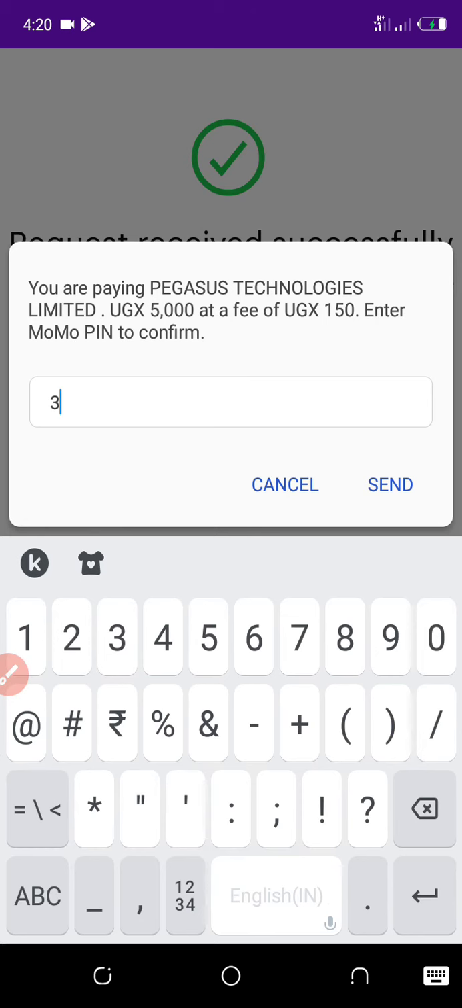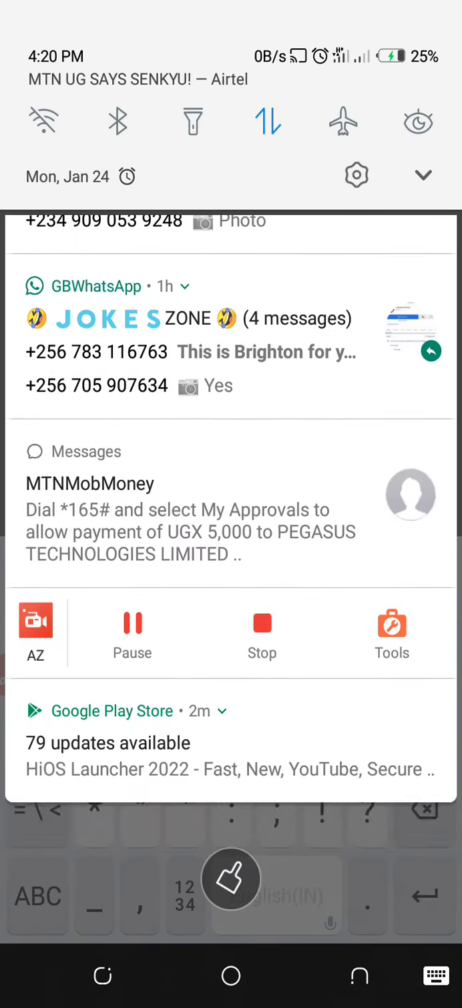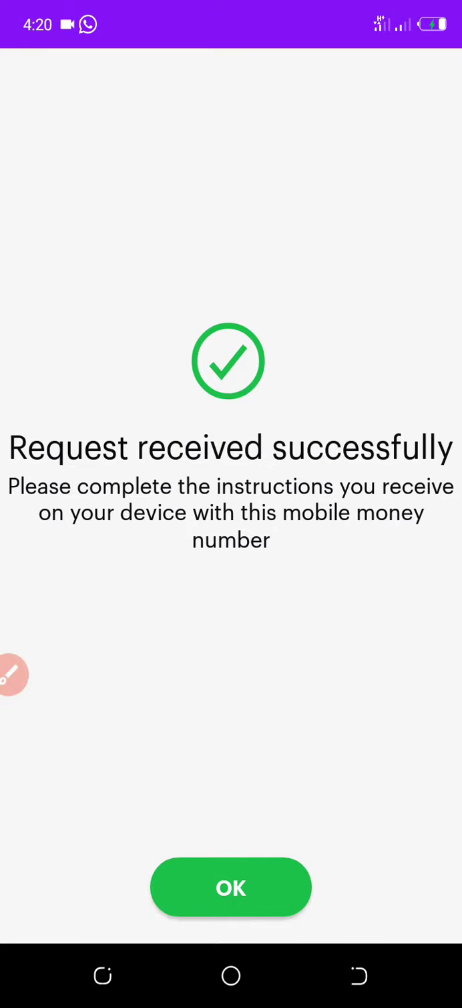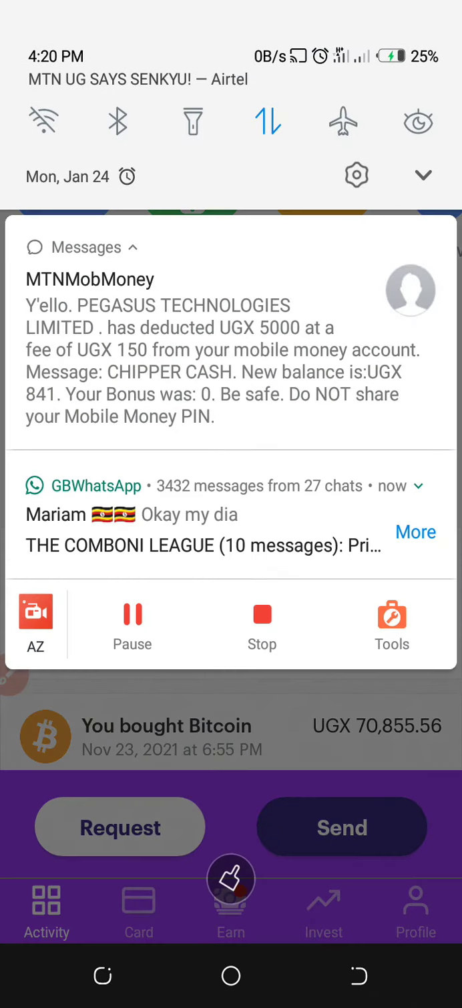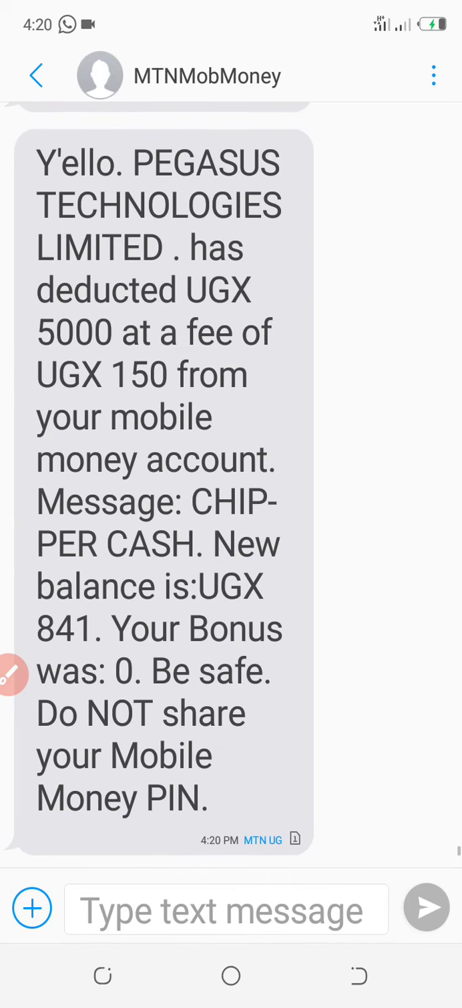So if I enter my pin, you have to see it, so let me first pause and enter my pin. As you can see, I've entered my pin and they say your request received successfully. Okay, so you can see above that Pegasus Technologies Limited has deducted UGX 5,000 at a fee of 150 from mobile money account. Let me show you the full message.